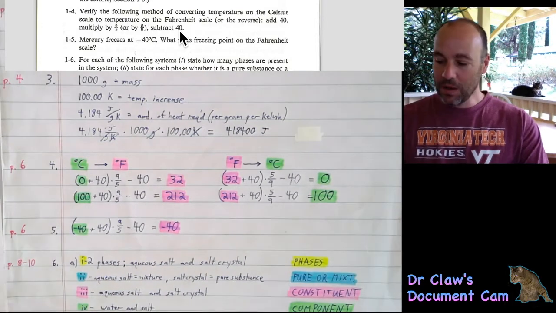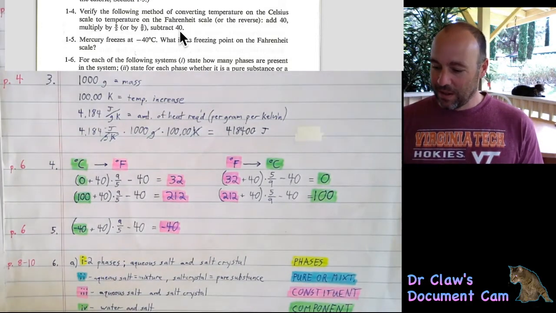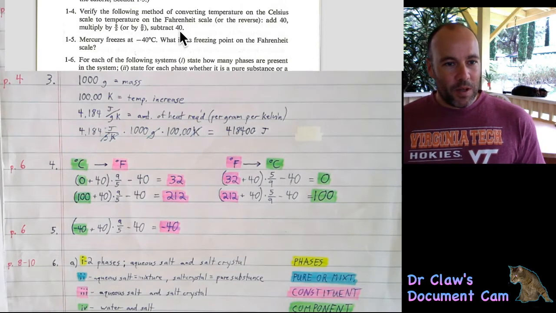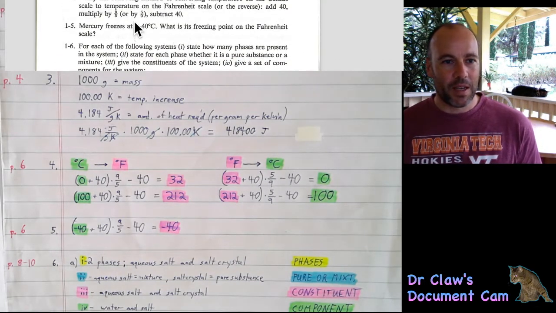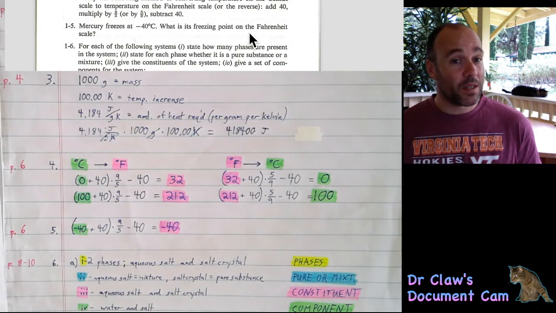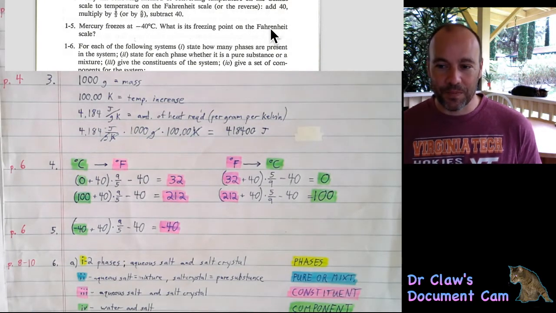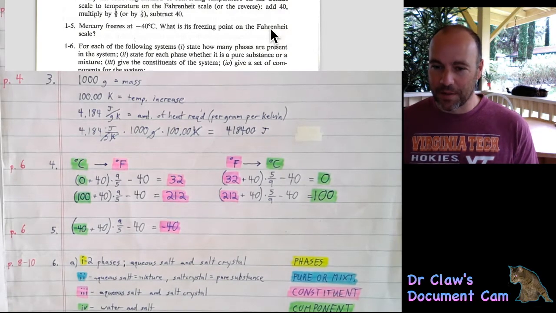So, what's the next one? The next one is an interesting problem. Number 5. Mercury freezes at -40 Celsius. What is its freezing point on the Fahrenheit scale? Okay, so we just did this. Let's just convert another one.